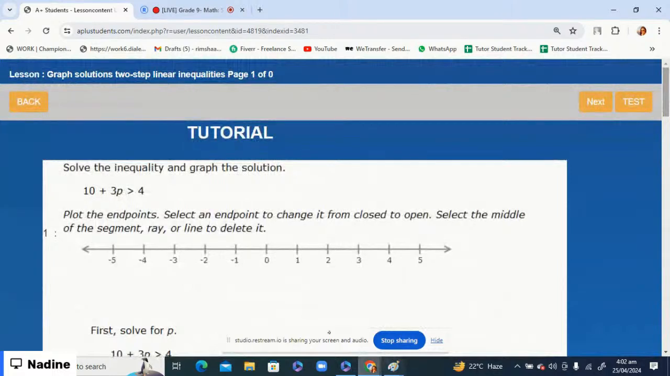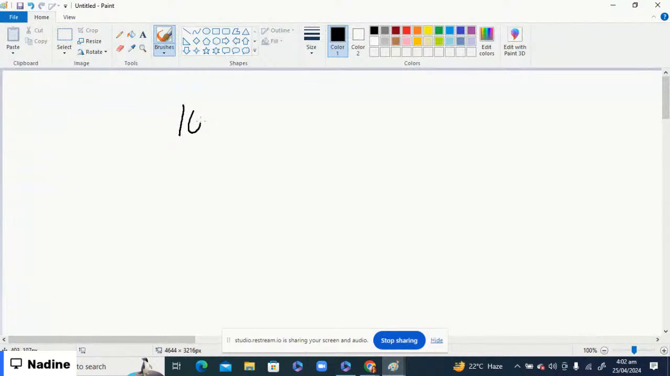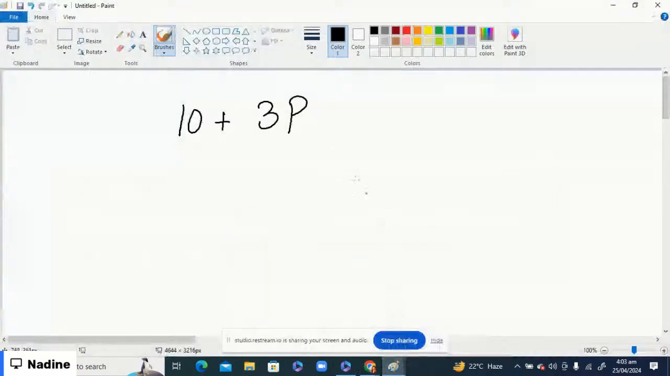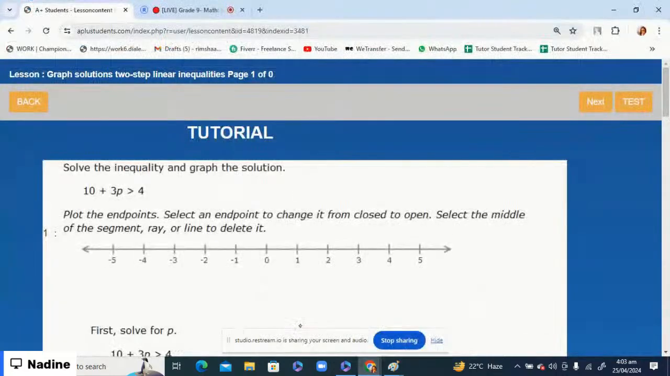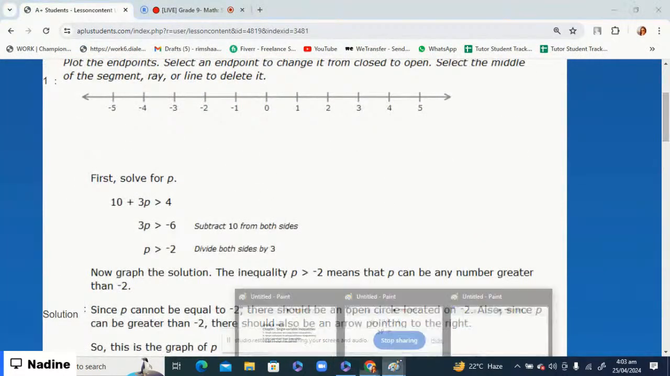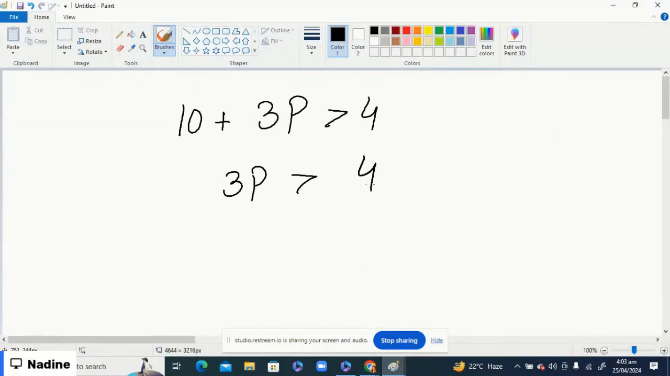Let's start. The question is 10 plus 3p, that is greater than 4. Let's solve. 3p stays the same, and 10 is going to move over. 4 stays the same. So this is minus 10, so 3p is greater than minus 6.